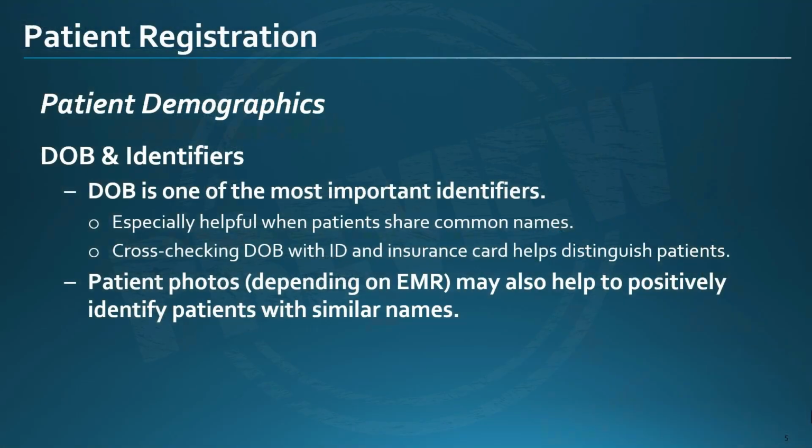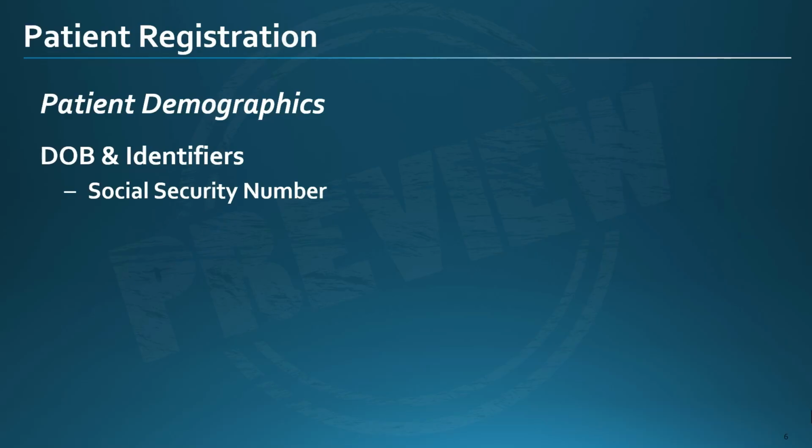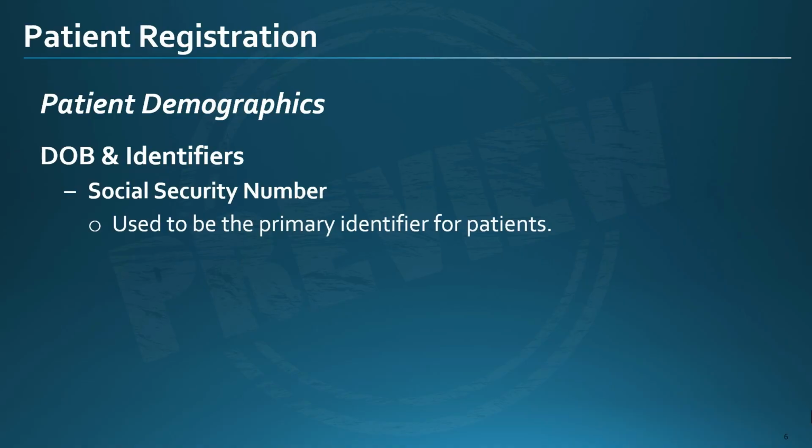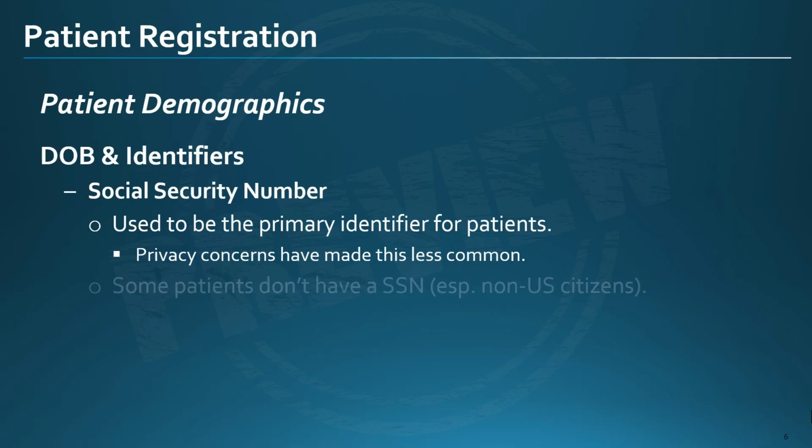Another identifier is the Social Security number. In the past, the Social Security number was actually the primary identifier for distinguishing patients from one another. Fortunately, though, there's now less reliance on collecting the Social Security number from patients. The main push to move away from relying on Social Security numbers has to do with privacy concerns. But another reason is that you will occasionally come across patients who don't actually have a Social Security number. This is more common with non-US citizens, especially those who aren't working in the United States.